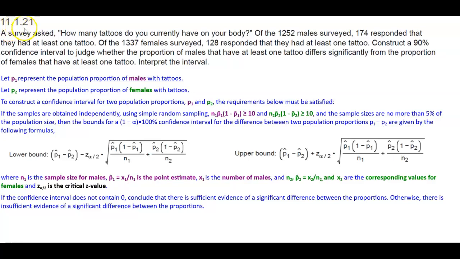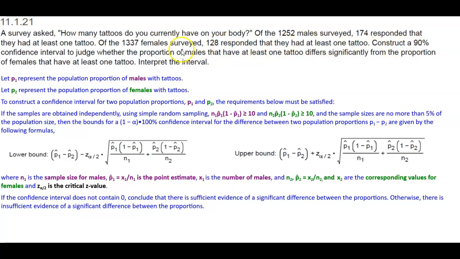Section 11.1.21. A survey asked, how many tattoos do you currently have on your body? Of the 1,252 males surveyed, 174 responded that they had at least one tattoo. Of the 1,337 females surveyed, 128 responded that they had at least one tattoo.